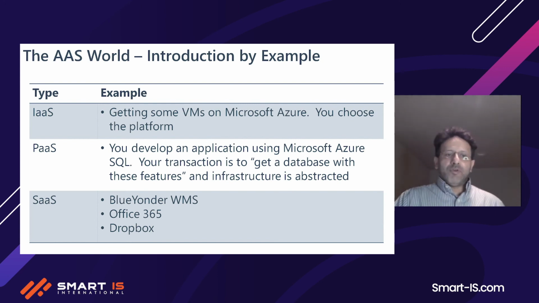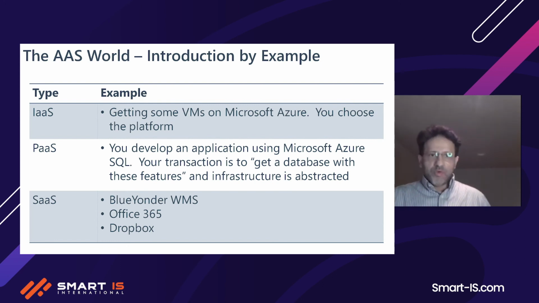The next level up would be SaaS, which is software as a service. That's where you would have BlueYonder WMS, Office 365, Gmail, Dropbox, all of these things. Same idea: when you are on software as a service, the lower levels are abstracted from you. So you don't care about what underlying system Office 365 uses, what VMs it's running on, or how many VMs it's running on. All of that is abstracted from you.